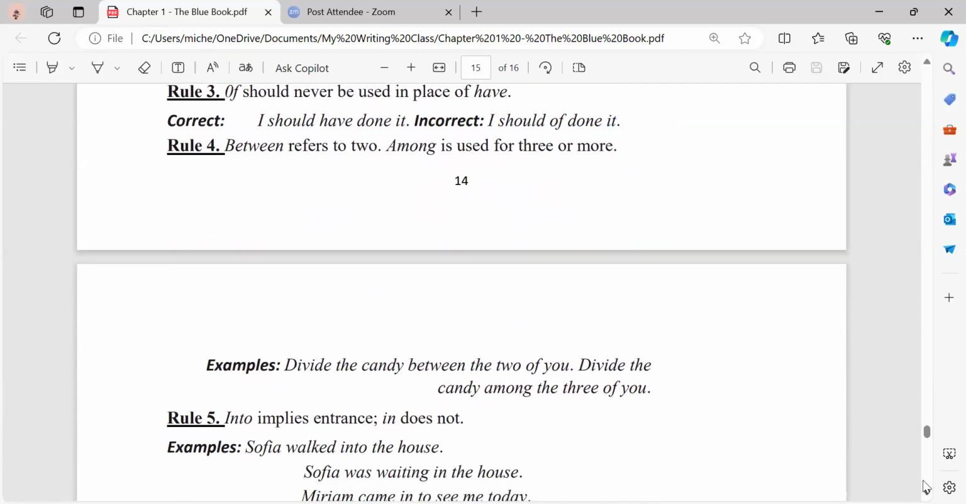Anyway, rule number four: between refers to two, among is used for three or more. So basically, it's like comparative versus superlative. Divide the candy between the two of you. Divide the candy among the three of you. So when you're talking about two things, like dividing candy right here, we use between. Between is already between two people or two of something, while when we use among, it is three or more.